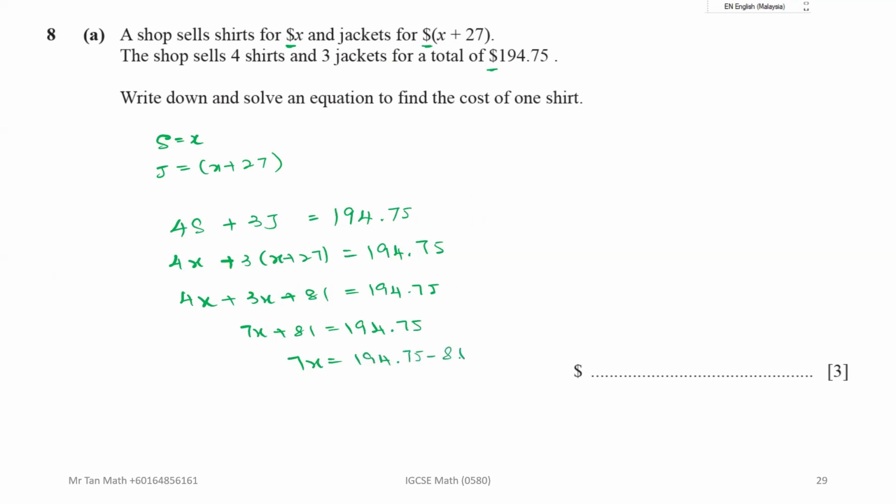So 7x equal to 194.75 minus 81, equal to 113.75. So x equal to 113.75 over 7. You should get 16.25.